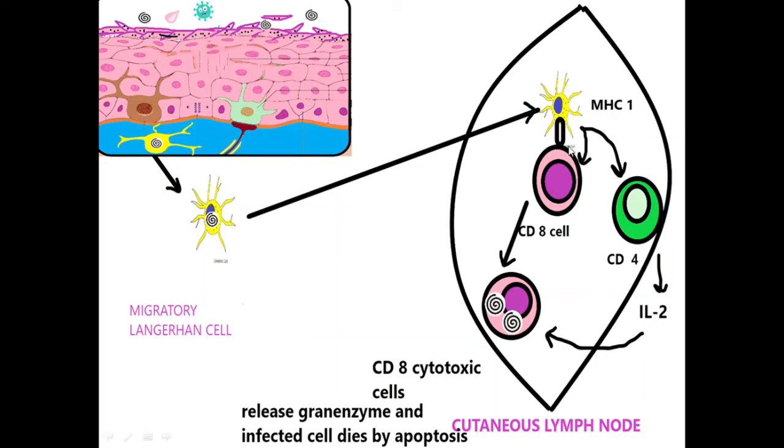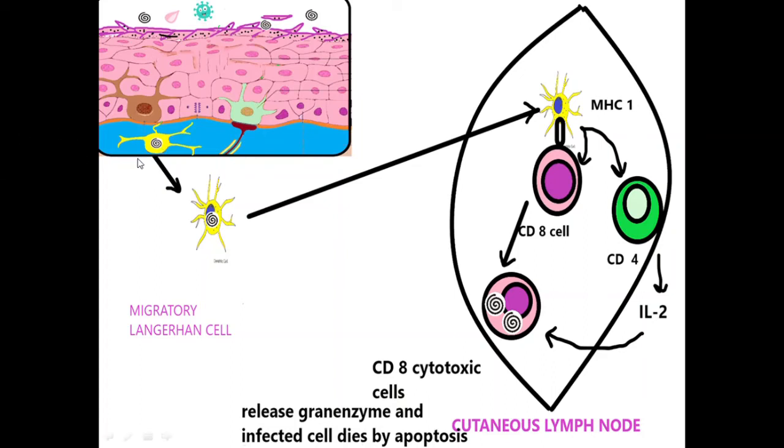And this same Langerhans cell will activate the CD4 cell, which will secrete interleukin 2, this cytokine, which will lead to further proliferation of the CD8 cytotoxic T cell, and hence this CD8 cytotoxic T cell will kill the antigen that is there by releasing various enzymes, and the cell will die by apoptosis. So I'll repeat this process again. This is a very useful process that is continuously going on in the body.